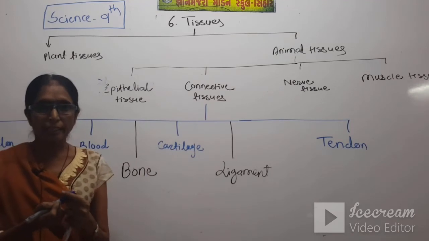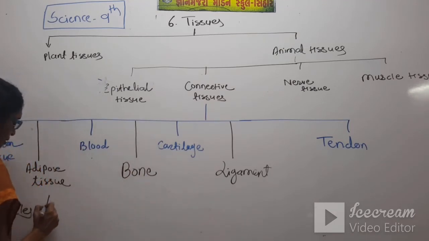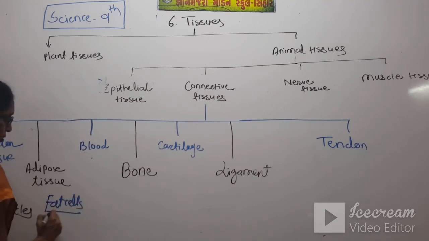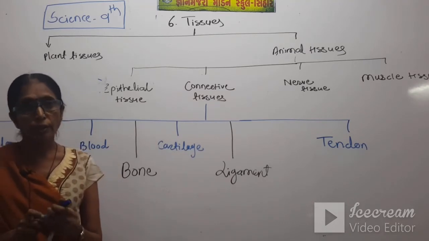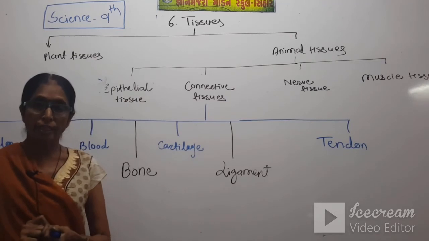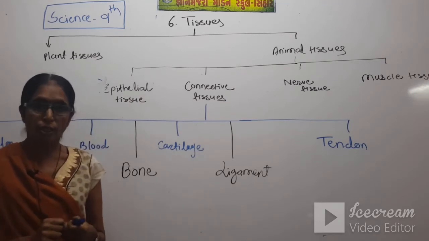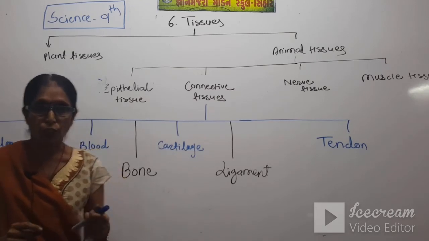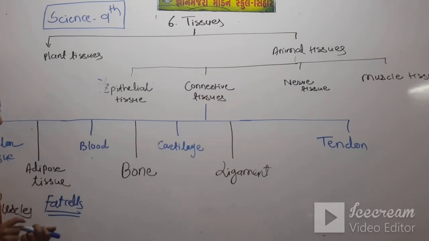Now, number 2, adipose tissues. They are generally the fat cells. These tissues are responsible for the fatness. This fat is also required for us. It stores and gives the energy to us. So these adipose tissues are made up of fat cells.